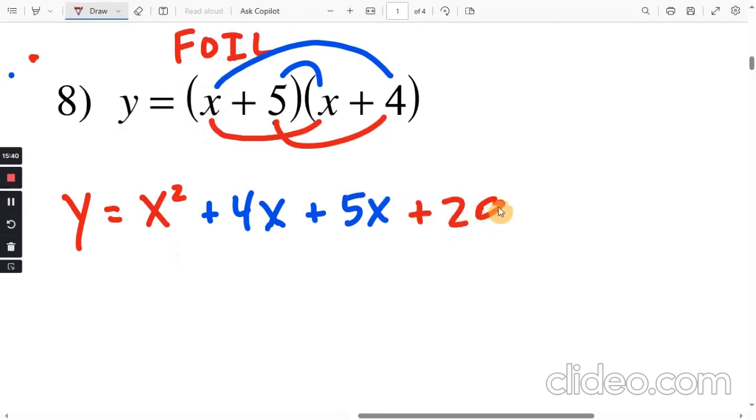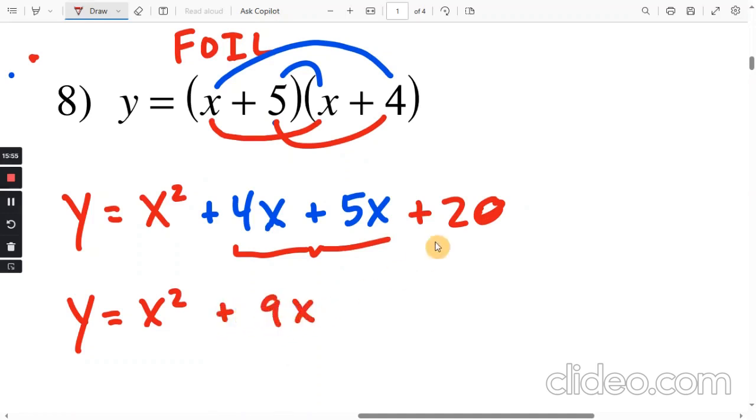If you don't like FOIL, you can just use the regular distributive property. So that's y equals x squared, and combining like terms, 4x plus 5x gives us 9x, and we still have positive 20.